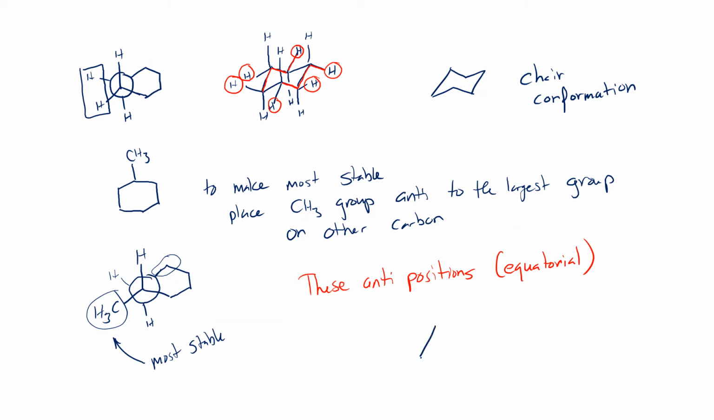Now I'm going to draw one more chair. If we now draw just the other positions, you'll notice that in each one of these positions, there's either a hydrogen going straight up or a hydrogen going straight down off of each carbon. I'm going to draw those in green. See how that goes.